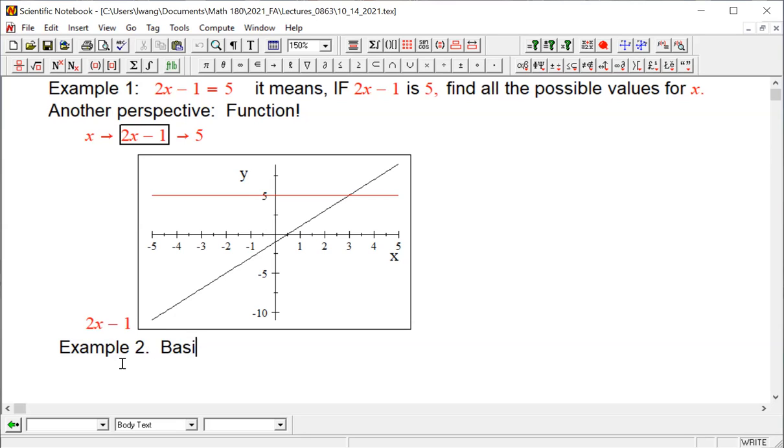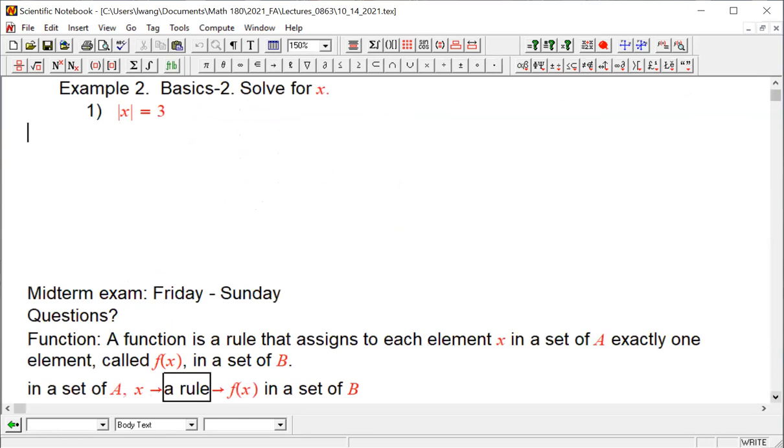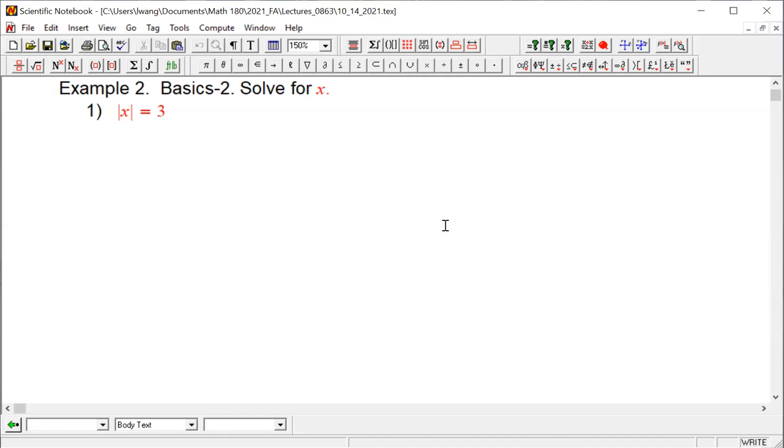Example 2, this one I chose is from basic 2. In basic 2, it says solve for x. Okay, take one of the examples. I'm taking the first one. Why not? Doesn't matter. The absolute value of an unknown number is 3. Some of you may know how to do this. Sometimes you might have forgotten, and some of you may say, I don't remember, or I've never learned.